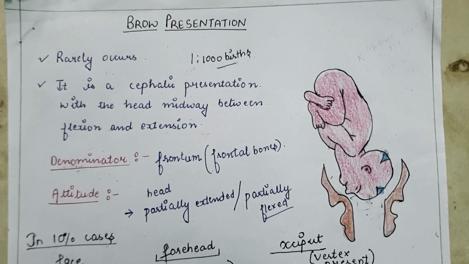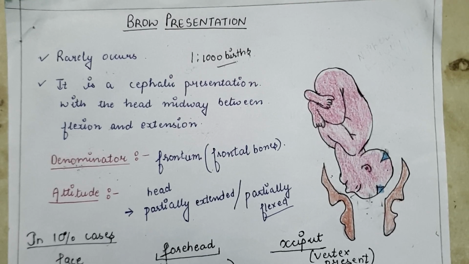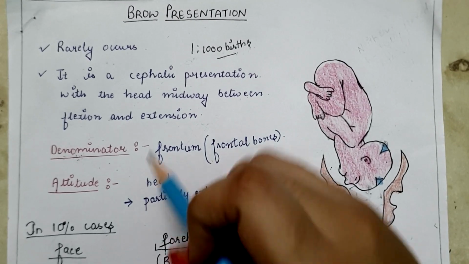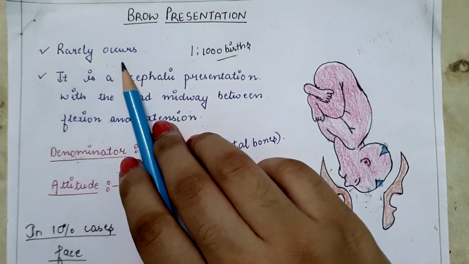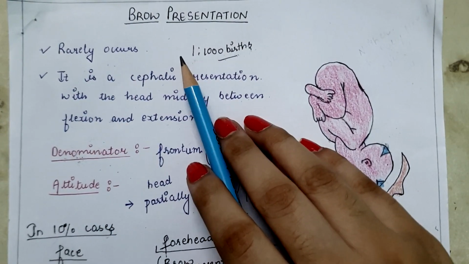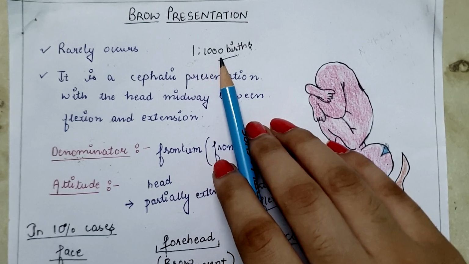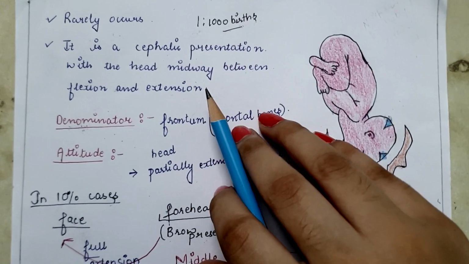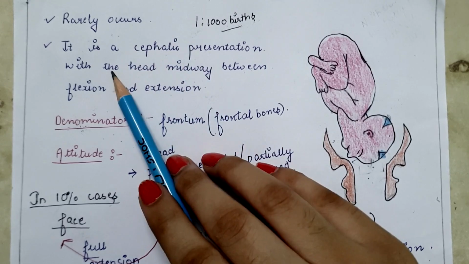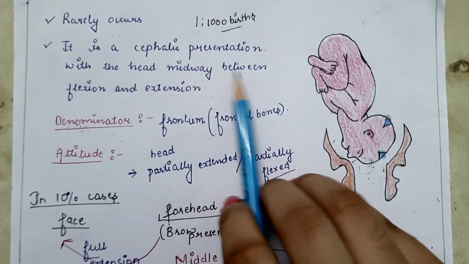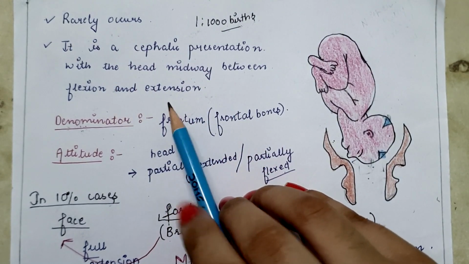My dear students, today in this video I will discuss the brow presentation, which is one of the malpresentations. It rarely occurs. The incidence rate of brow presentation is 1 in 1000 births. Its definition: it is a cephalic presentation with the head midway between flexion and extension.